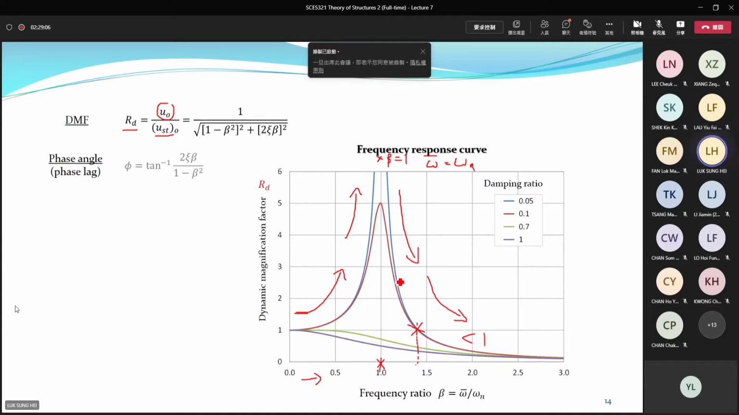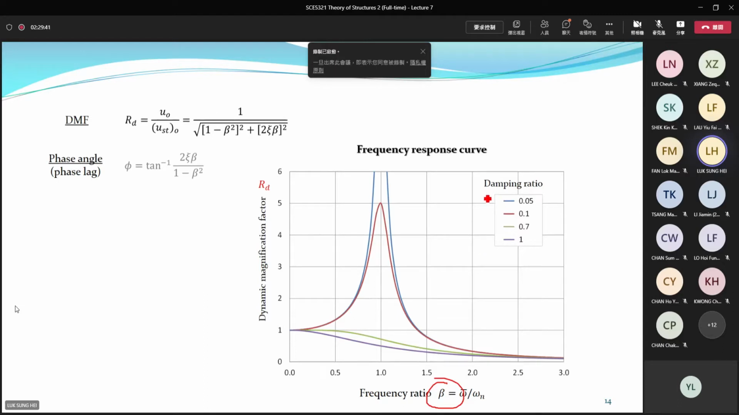Okay, smaller than static. So dynamic does not always amplify the loading. Sometimes it makes the displacement smaller. It depends on beta and on damping ratio. There are combinations. This graph shows you how the system changes when the loading frequency changes. That's why I think it's quite useful to understand the impact of loading frequency on the system. Sometimes big, sometimes small.